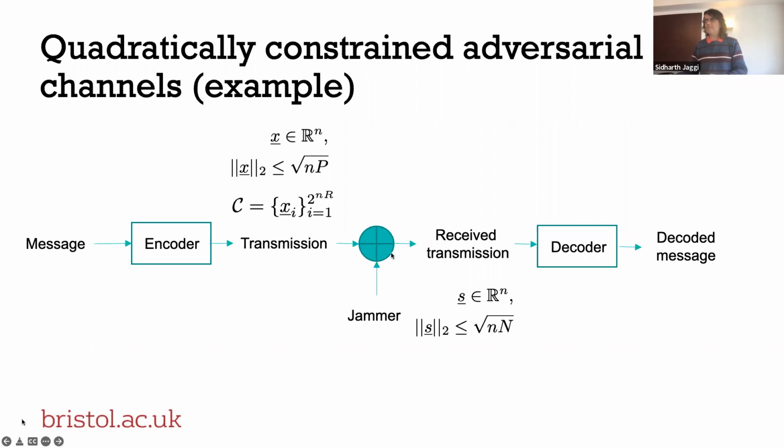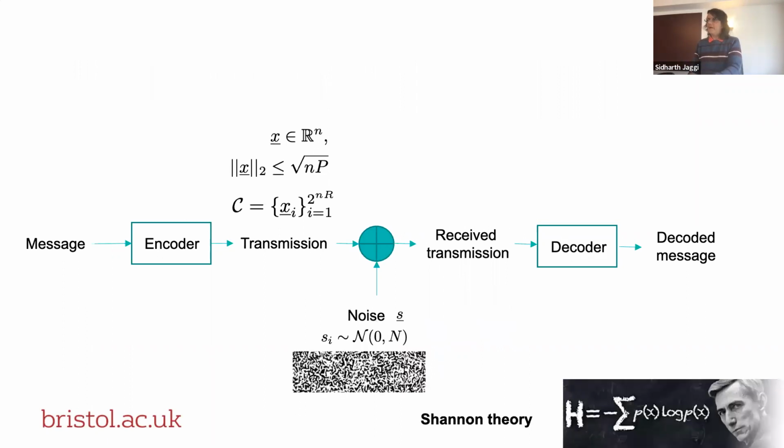These two signals, these two vectors, literally just get added over the air, and then based on what you receive, you have to figure out what was transmitted. So this is a scenario that we'll talk about now. And again, it's good to have a baseline comparison.